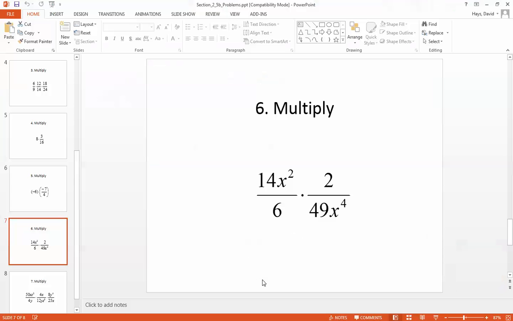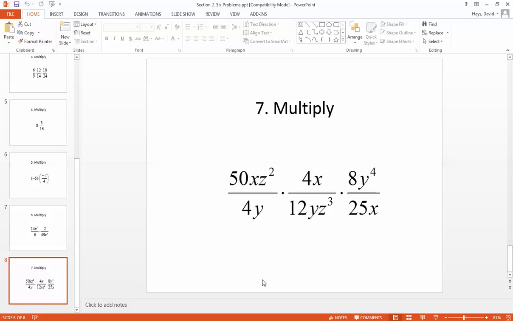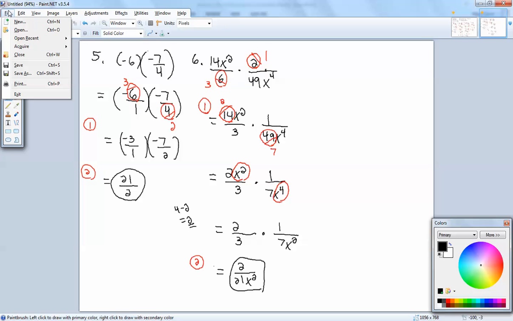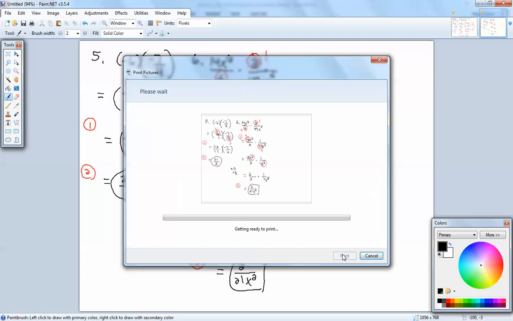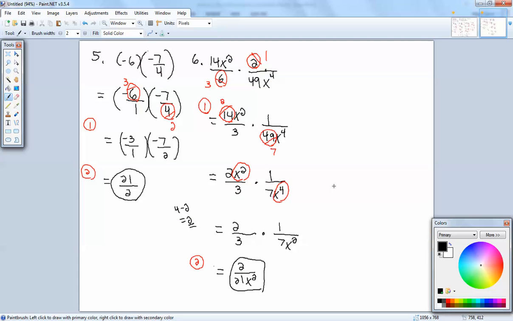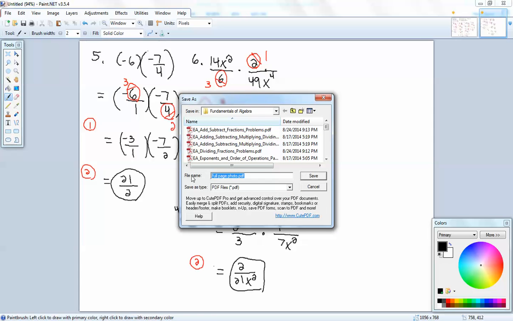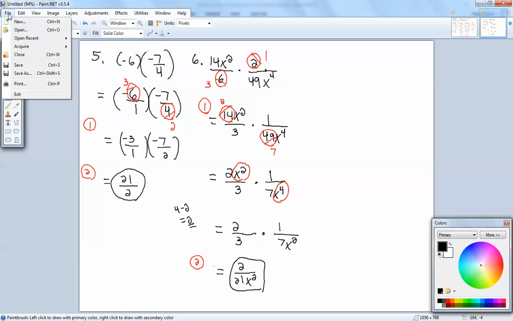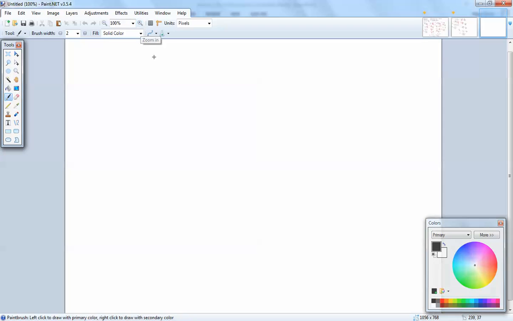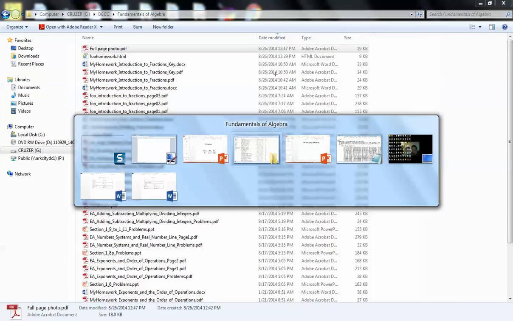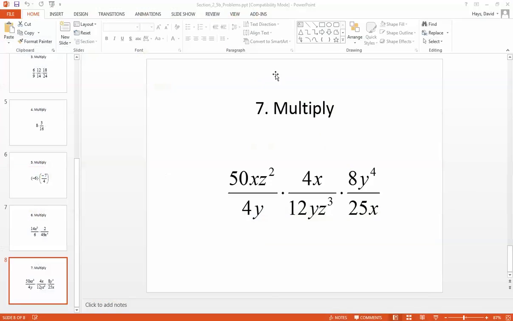Let me see if I think I can fit this next one on. Better start a new page, just in case. Okay, so let me do a file new and choose 11 by 8. There we go. And scroll up a bit, and let's look at this problem.